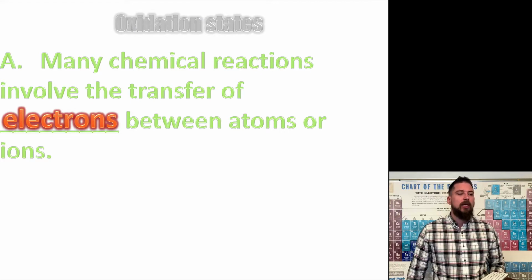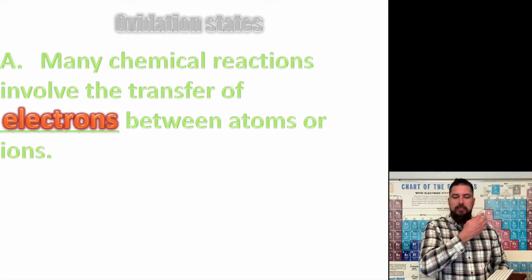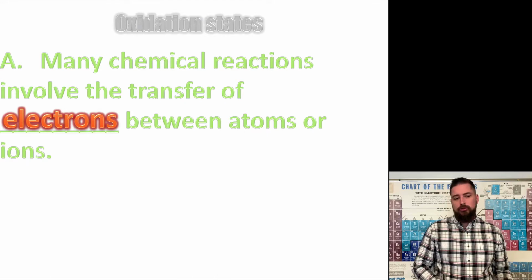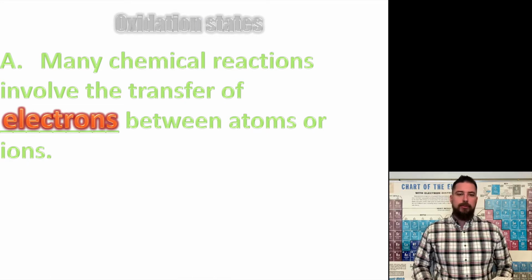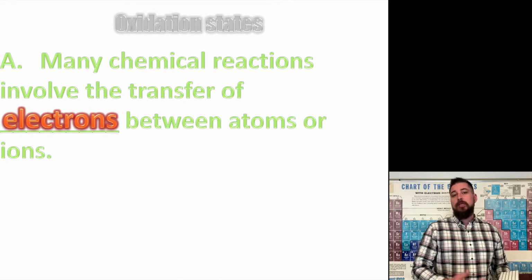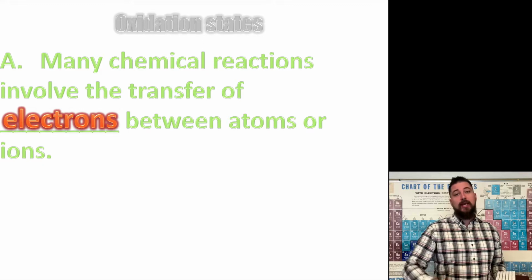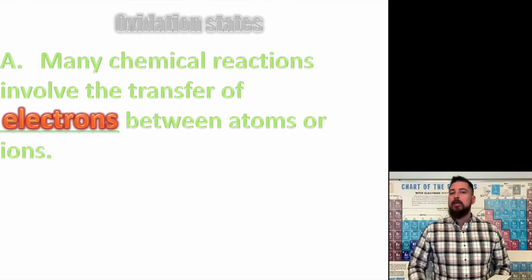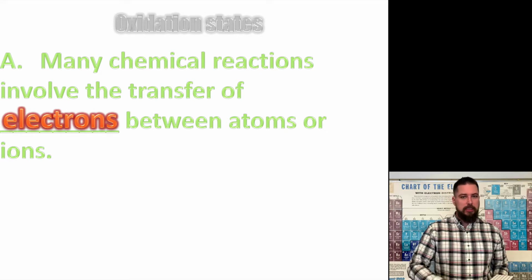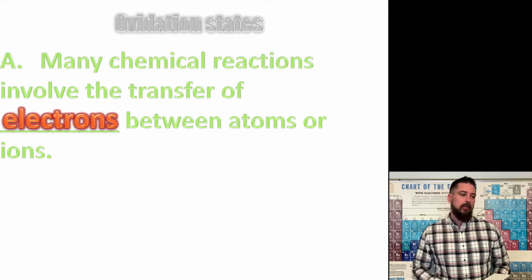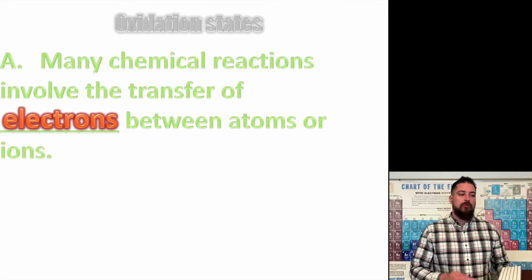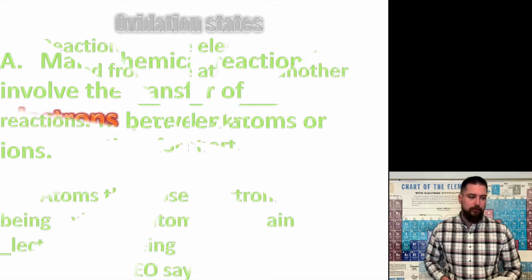And really, a redox reaction is any reaction in which electrons are transferred between atoms or ions. So if an electron is transferred from one atom to another, it is going to be considered a redox reaction. And what redox means is reduction-oxidation. That means there's something being reduced and something being oxidized. And we're going to talk about what those are in a moment here.